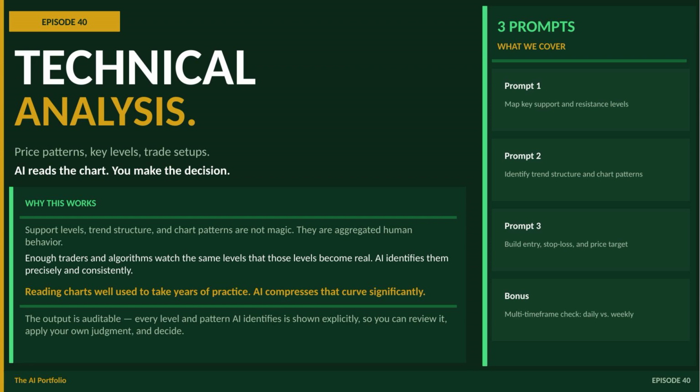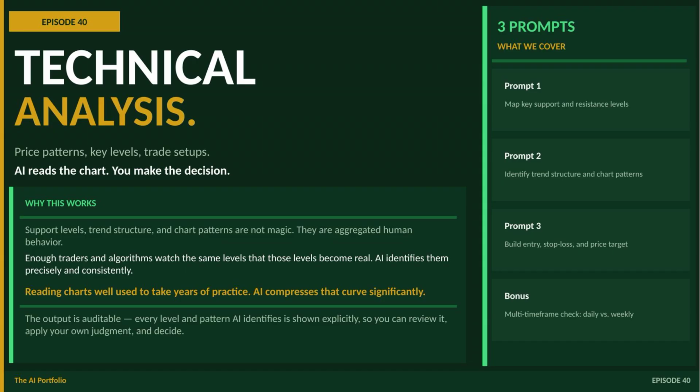Technical analysis has a reputation problem. On one end, you have traders who treat every candlestick like a prophecy. On the other, you have fundamental investors who dismiss charts entirely as noise. The truth sits in the middle, and it is more useful than either camp admits.